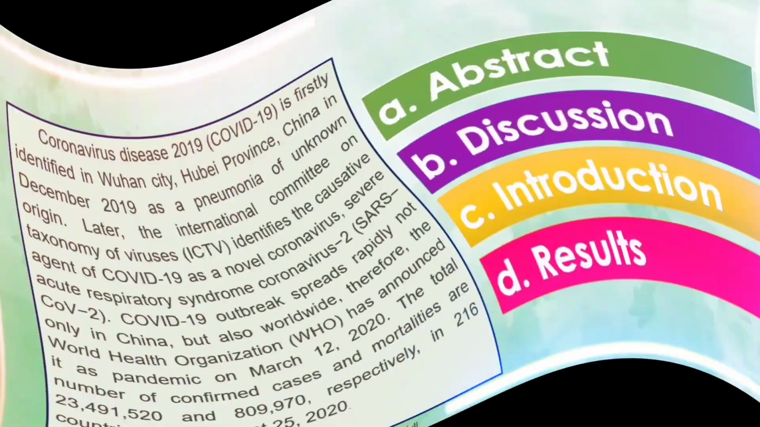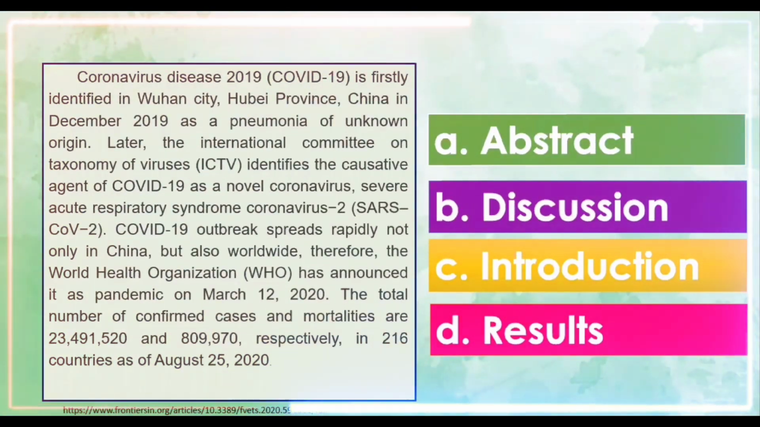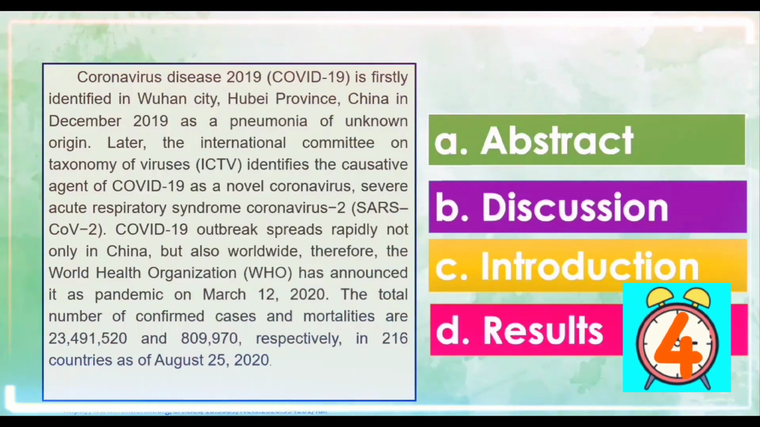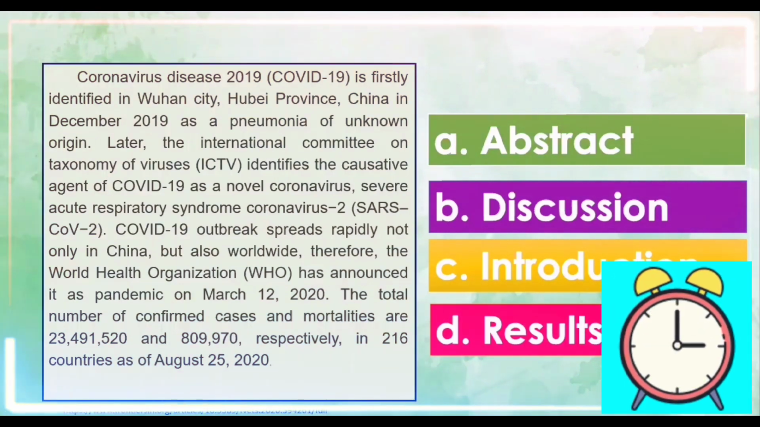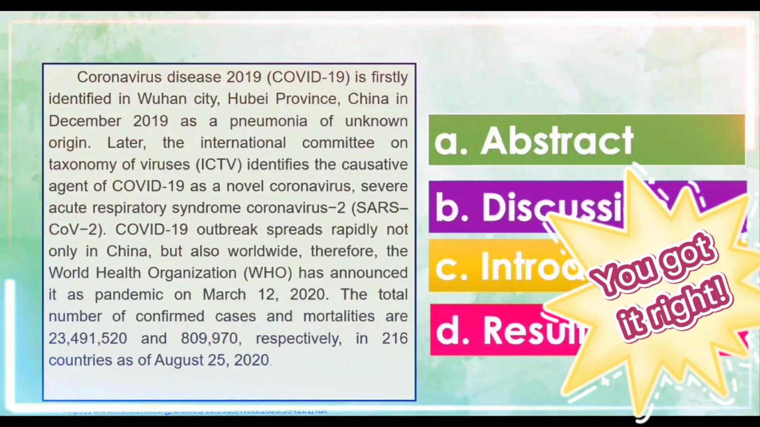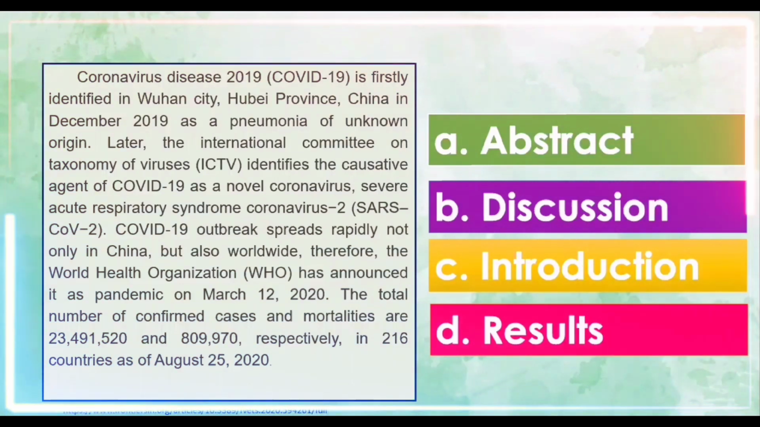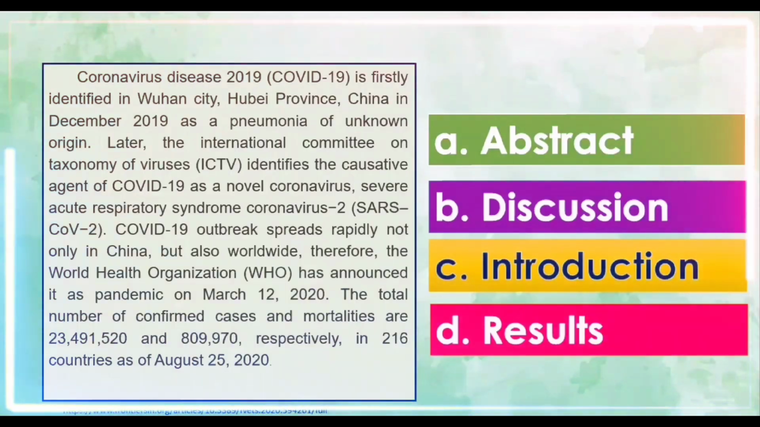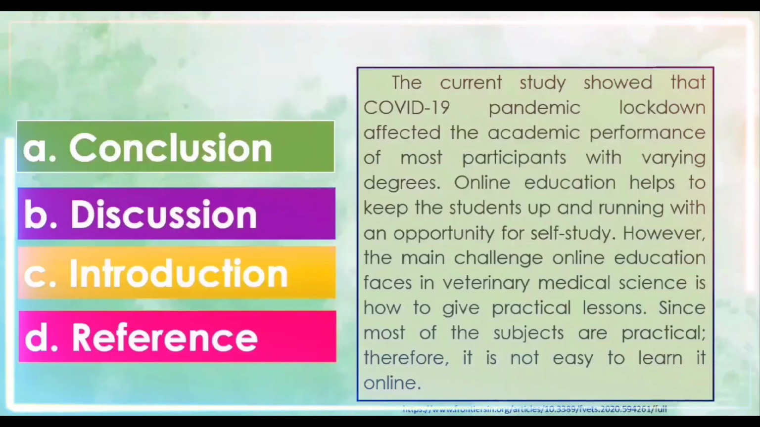Reference. Number 3. This data is from the website of Frontiers, and this is an example of A. Abstract, B. Discussion, C. Introduction, D. Results. You got it right. The correct answer is C. Introduction.